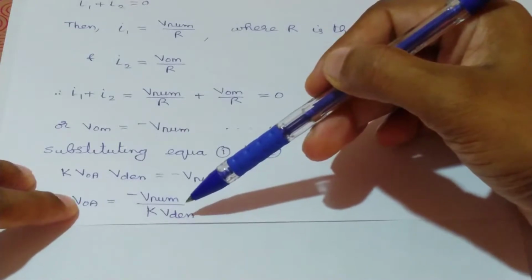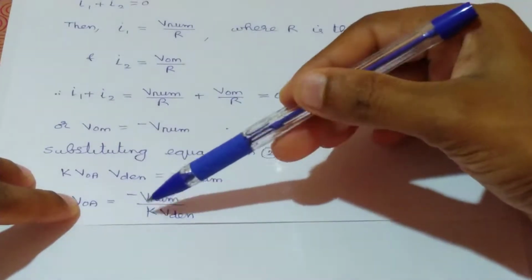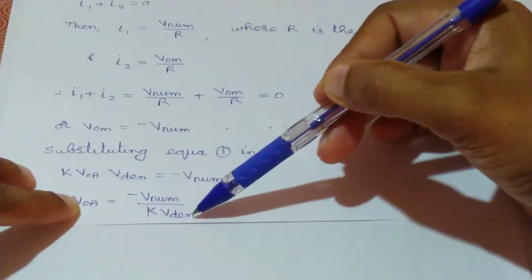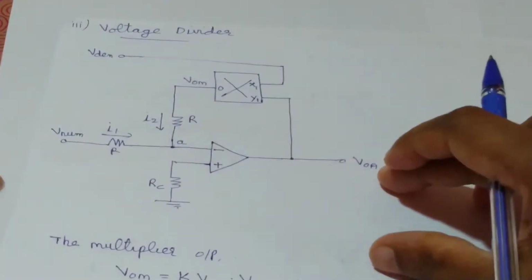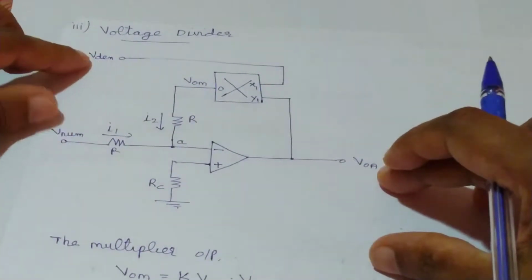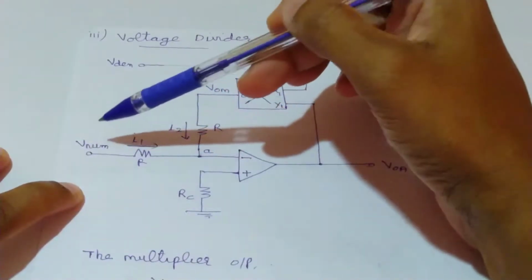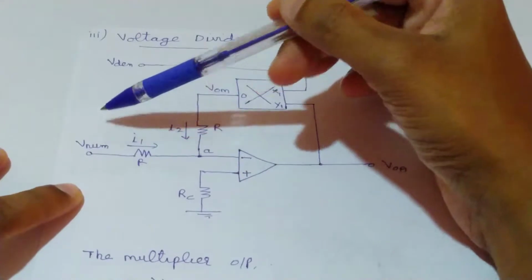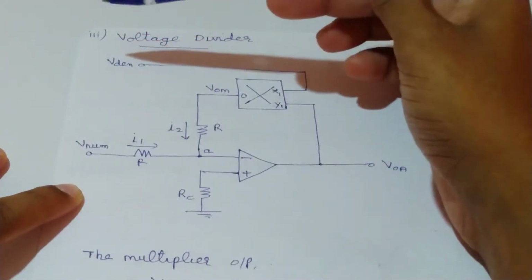So this VOA is proportional to the ratio of V numerator and V denominator. Hence at the output of this op-amp we will get the ratio of the V numerator and V denominator inputs. Then V numerator can be a positive or negative voltage, and V denominator can have only positive values to ensure negative feedback.